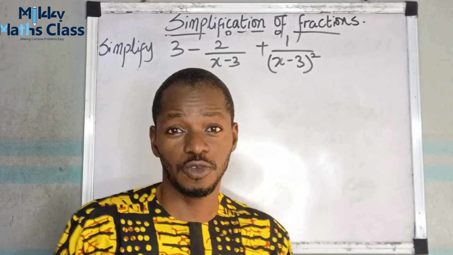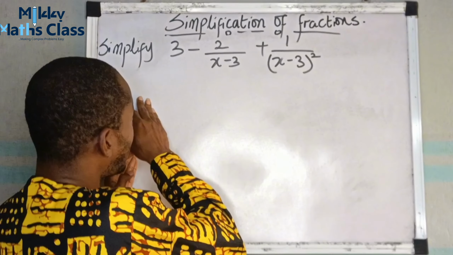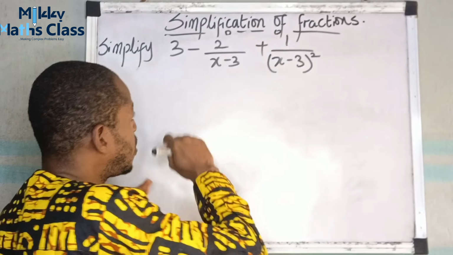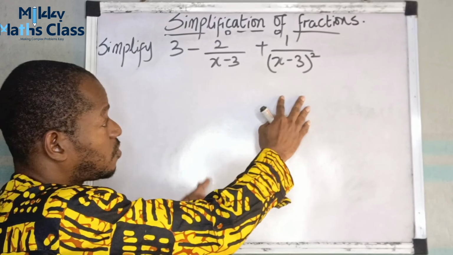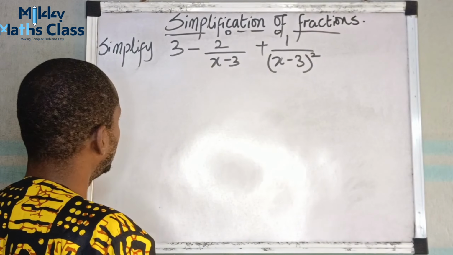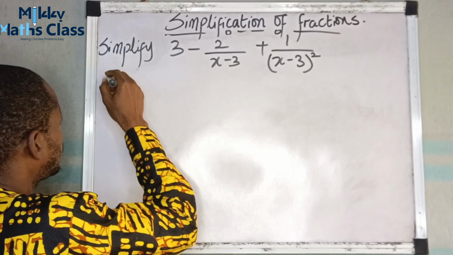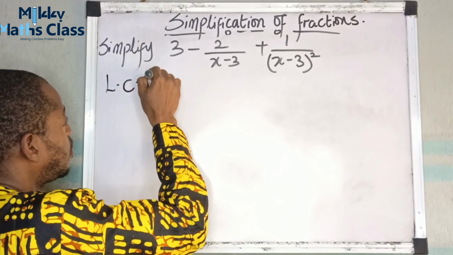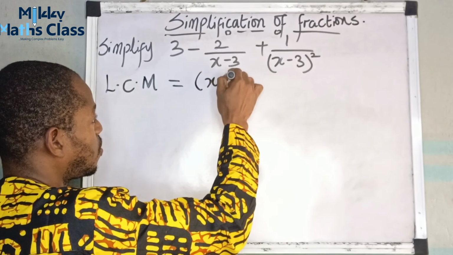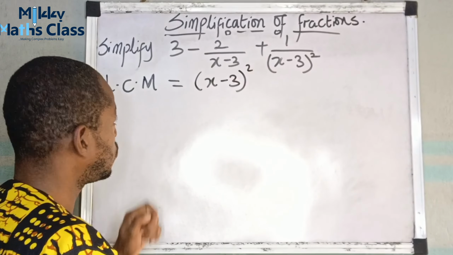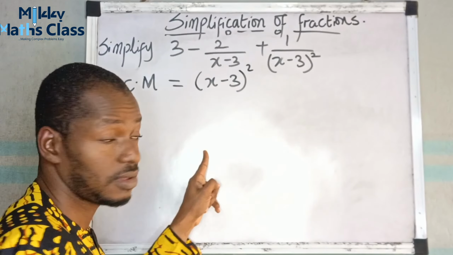All right, let's look at this question. It says simplify 3 minus 2 over x minus 3 plus 1 over x minus 3 all squared. Okay, so the first thing, we look for the LCM. The LCM is x minus 3 all squared. So from here, this is 3 over 1.